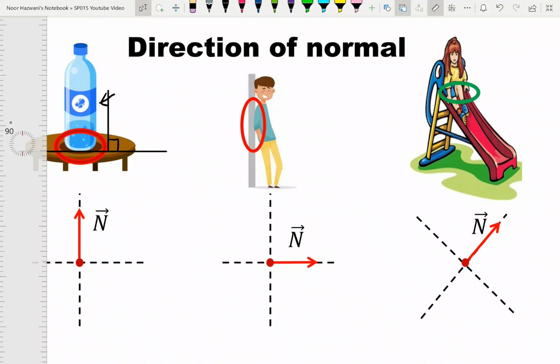Macam I lukis kat bawah, pastikan you represent your object dengan dot. Yang kedua mesti lukis arrow, tak boleh solid line. And then you have to label you punya normal dengan capital N.